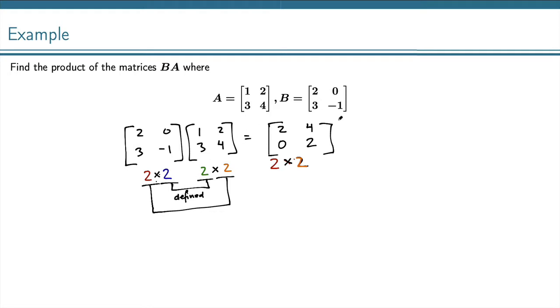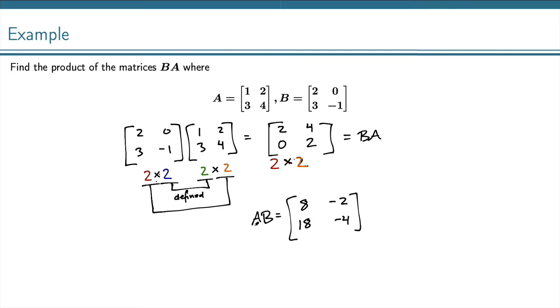Now note that B times A is not A times B. This is B times A. I'm going to write out A times B, which we've seen previously. So this was 8, negative 2, 18, and negative 4.